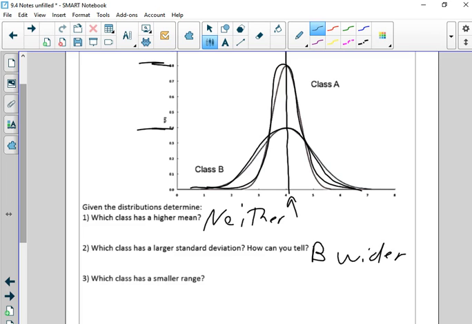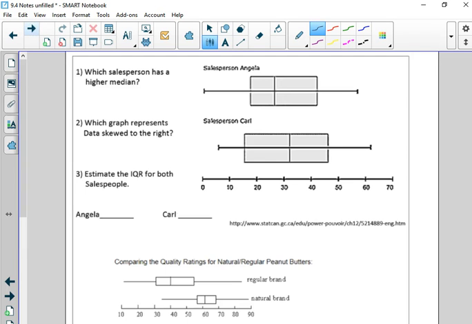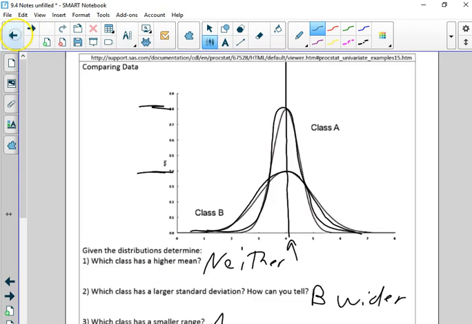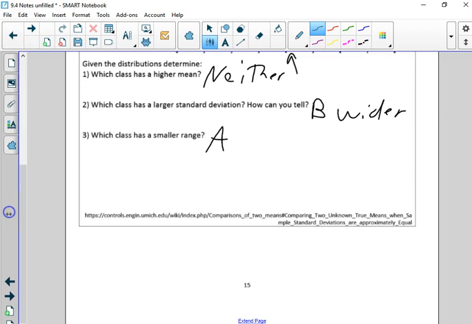Now, which one has a smaller range? That's A. It's thinner.